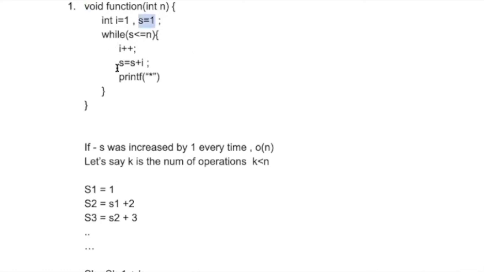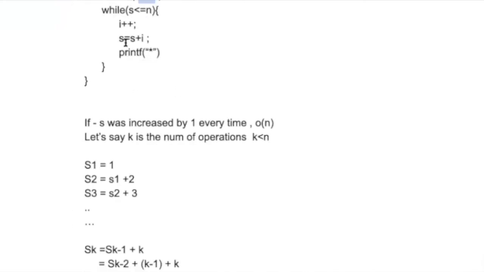So initially, the value of s became equal to s plus i. Initially, i was 1, and then i was incremented by 1. So at that time, the value of i would have become 2. So s2 is s1 plus 2. Similarly, the next time the loop runs, i will get incremented to 3. So 3 will get added to the previous value s2, which will be equal to s3.